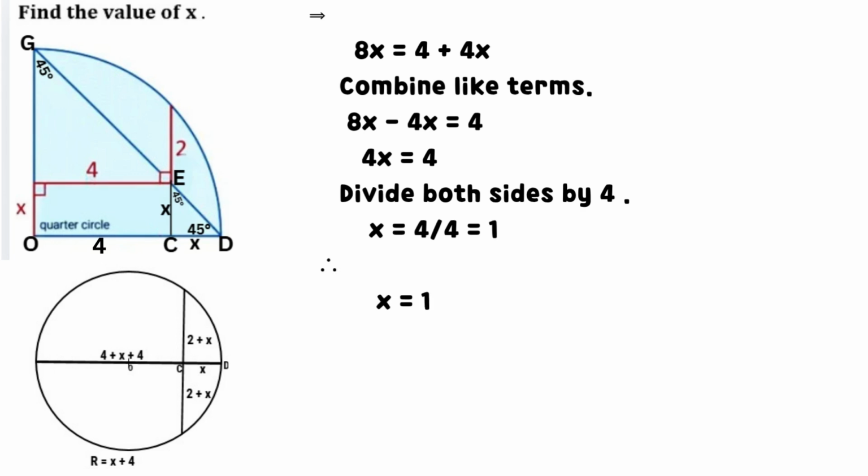Simplify. That is 4 times x equals 4. Divide both sides of the equation by 4, so that x equals 4 divided by 4, which equals 1. Therefore, x equals 1 unit.